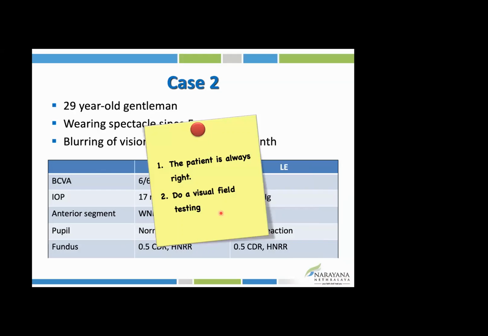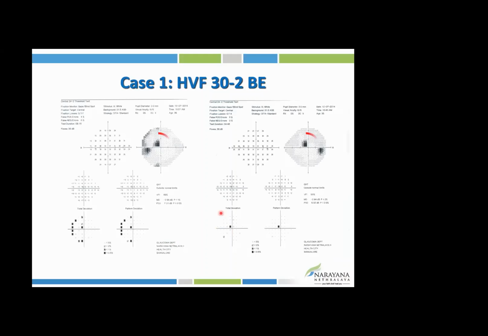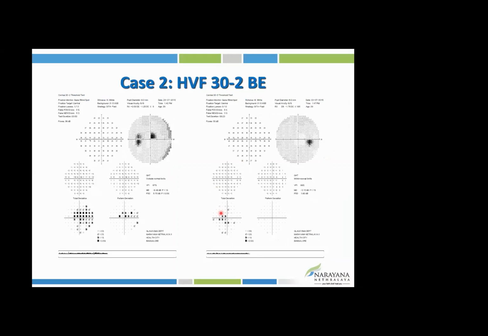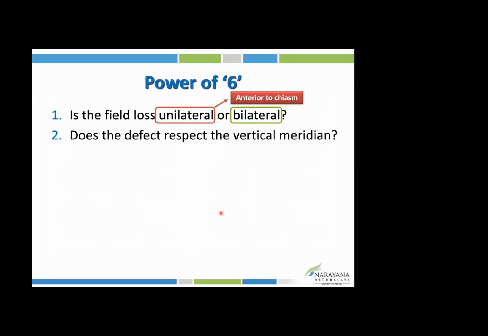So we did a visual field testing for both the patients. Let's look at the first case who had a bilateral problem. If you notice, these are the visual field defects which he has. Let's go to case 2, a similar defect, but now in one eye. So I just want to show how we will be applying the same 6 questions to get to a diagnosis. Is the field loss unilateral or bilateral? Yes, in one eye, unilateral. So we are looking at a problem anterior to the chiasma, and bilateral for case 1. Second, does the defect respect the vertical?